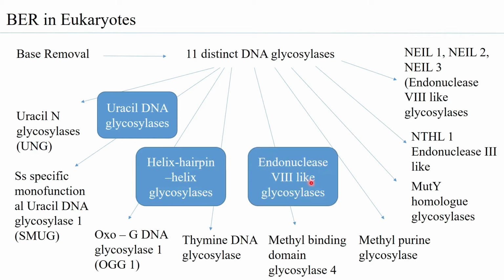You have endonuclease 8 like glycosylases. Again, this is basically looking at the fact that they share certain structural aspects and of course therefore functional aspects. You have what are called the methylpurine glycosylases. So these are the four superfamilies within which you have the 11 distinct DNA glycosylases present. But what is noteworthy here is that certain sets of substrates are looked after by certain DNA glycosylases. In other words, the DNA glycosylases have their own specific substrates.